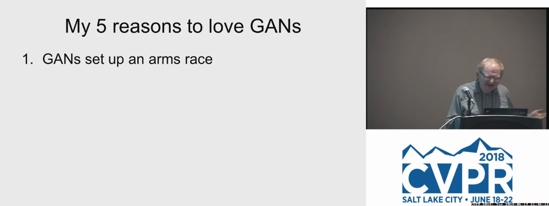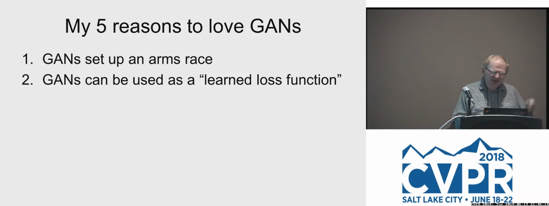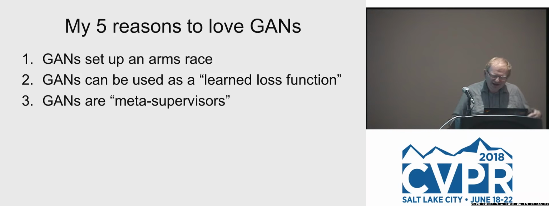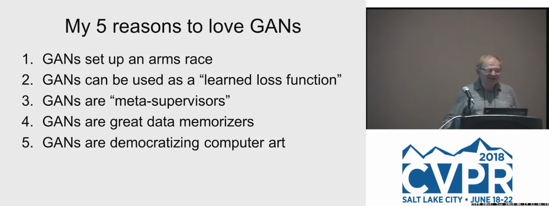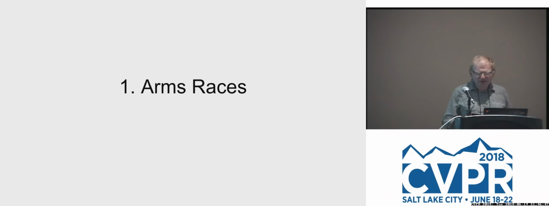The first reason is that GANs set up an arms race. Second reason, GANs can be viewed as a learned loss function. And Phillip, I think, already talked about that. GANs can be thought of as meta-supervisors. GANs are great data memorizers. I love the fact that they're memorizing. I think it's a feature, not a bug. And finally, GANs are actually on the way to democratizing computer art, and are used as tools by real artists. Okay, so I'm going to go through these 5 very quickly. So arms races.